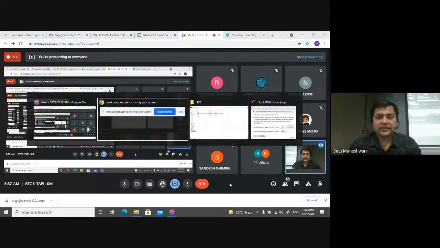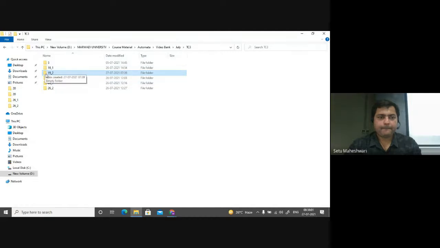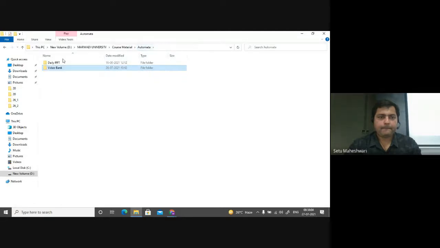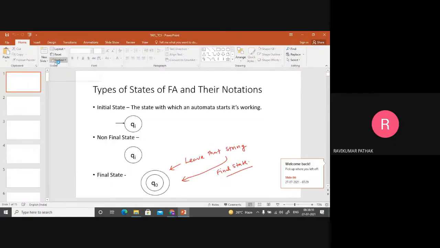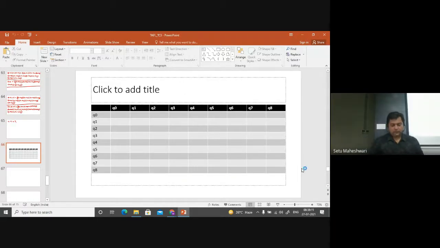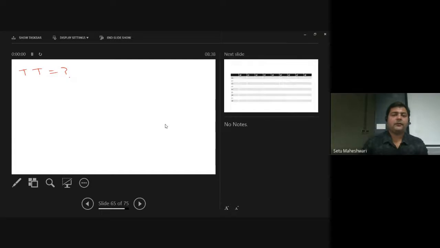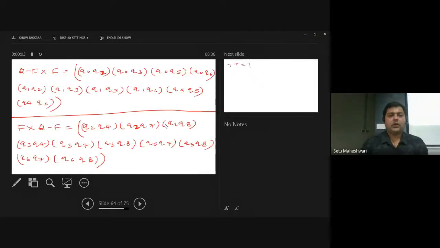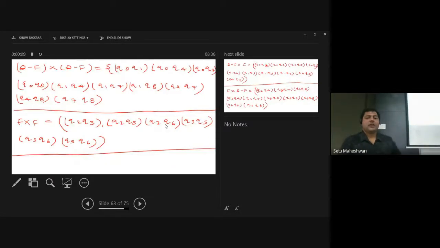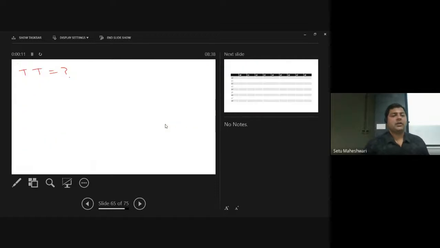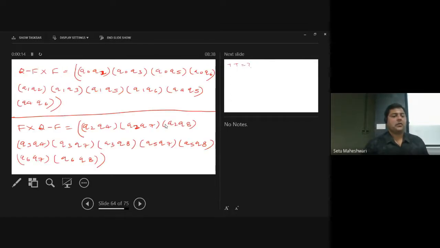So what did we discuss last class? Cartesian product of final state or difference of that. Myhill-Nerode theorem. Fine. So we were covering minimization of automata with the help of the Myhill-Nerode theorem. And what we have found is F cross Q minus F, Q minus F cross F, Q minus F cross Q minus F. All these entries we have found. Now we have to solve it further.